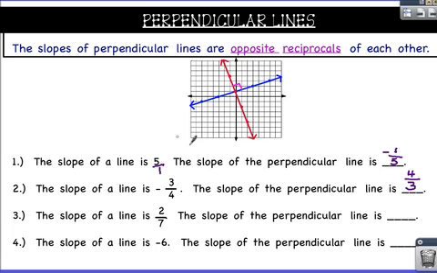Number 3. The slope of a line is 2/7. The slope of the perpendicular line is negative 7/2. Number 4. The slope of a line is negative 6. The slope of the perpendicular line is positive 1/6.